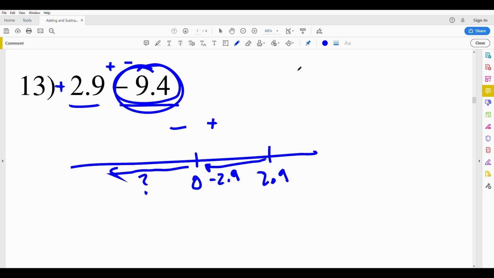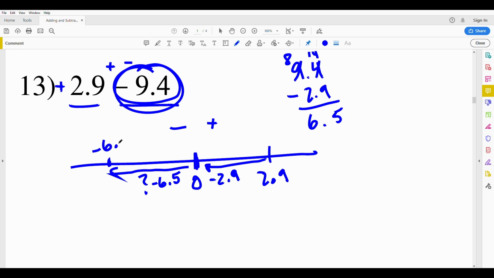And I know that 9.4 minus 2.9, that's going to be, an 8 minus 2 is 6. So that's going to be 6.5. But remember, I'm moving to the left. So that's negative 6.5. So moving to the left 6.5 from 0 gets me to negative 6.5. So negative 6.5 is my solution.